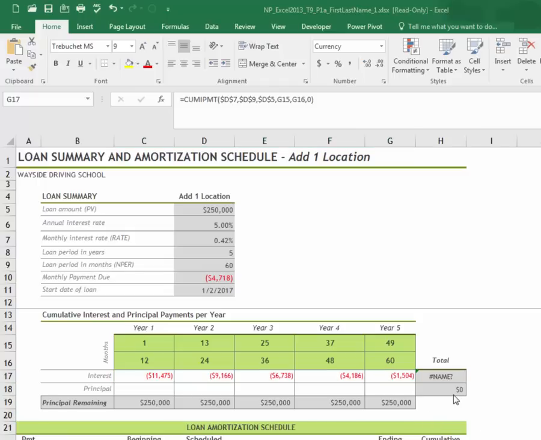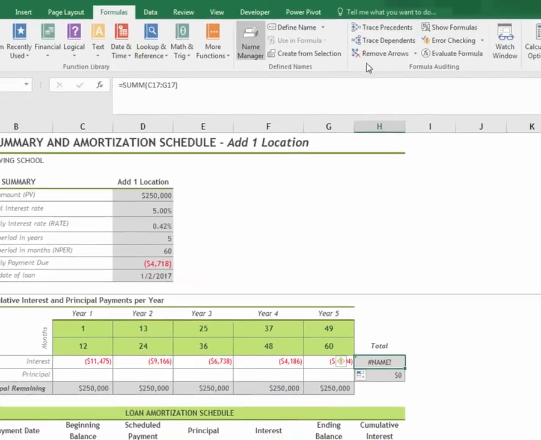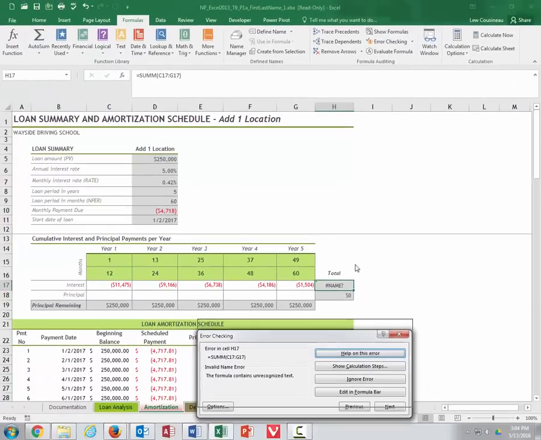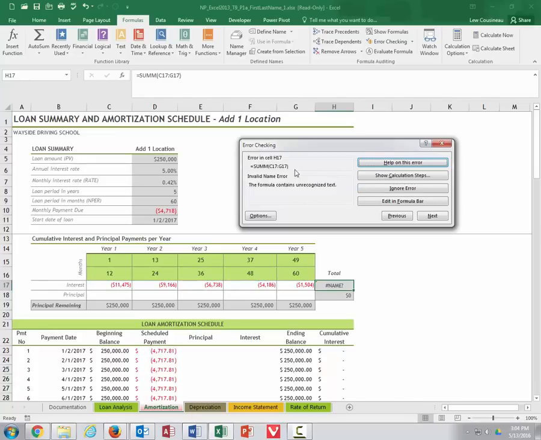Instruction 6 tells us to use the error checking function for cell H17. So if you go to formulas, there's a group called formula auditing, and one of the buttons in that is error checking. So I can click on that, and it'll run through your formulas, and any that have errors, it will grab it.